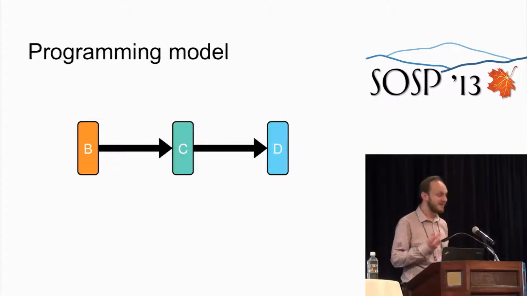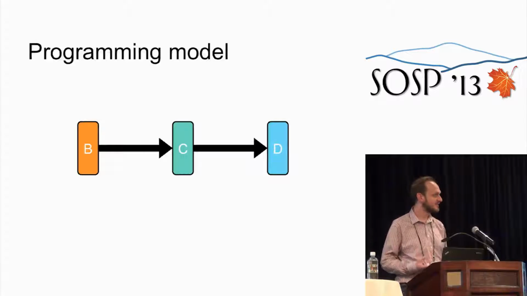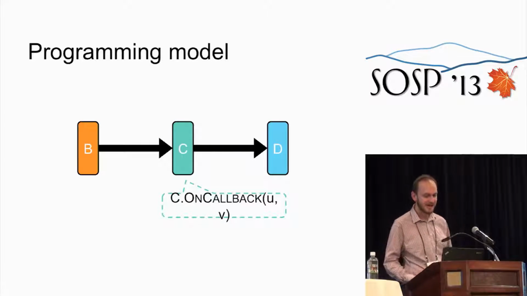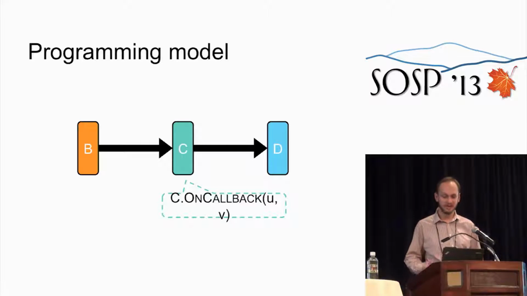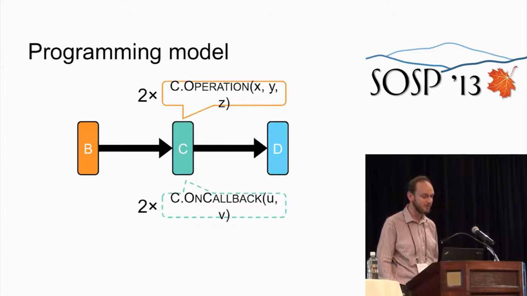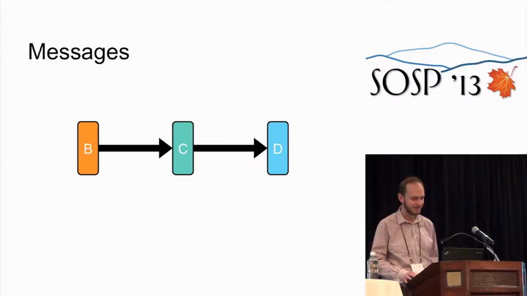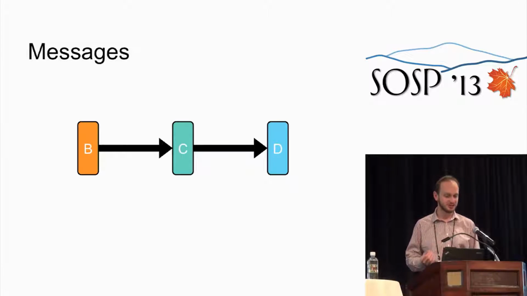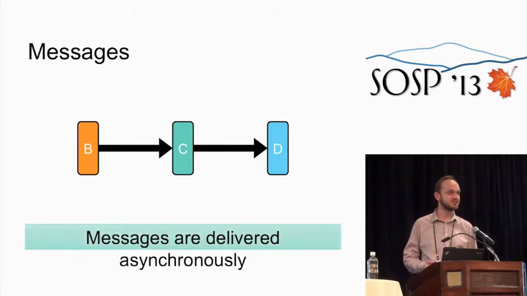This programming model is event-based, so all execution for a vertex happens in the context of a callback, which I've shown in the dashed box, and vertices interact with the outside world by performing operations. We have two callbacks and two operations, and that's the whole programming model. So the asynchronous primitives are for message exchange. And indeed, all message exchange in a timely dataflow graph is asynchronous.